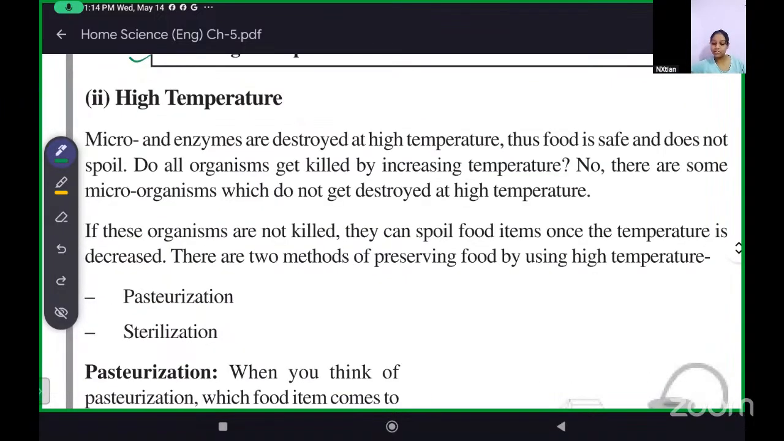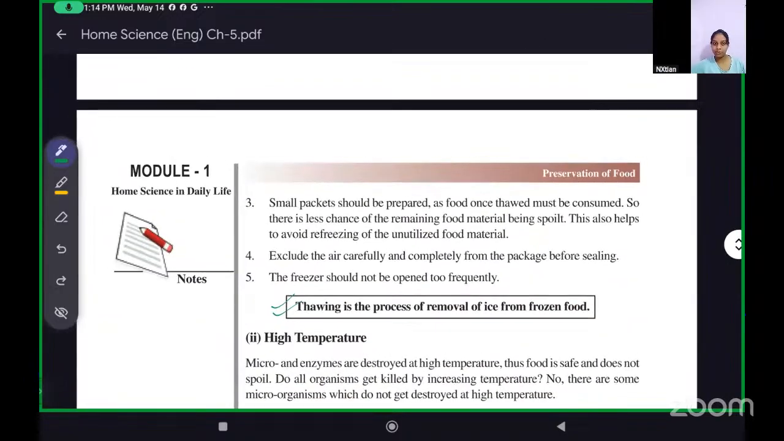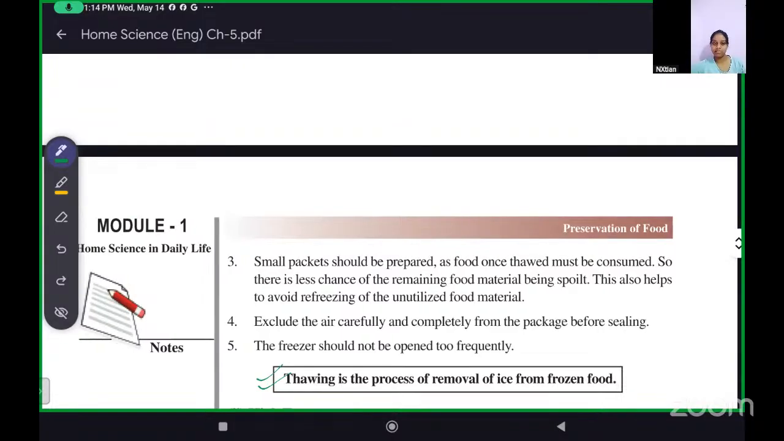Understood? Any doubt in freezing, refrigeration, food? Any doubt? Okay, Megan.